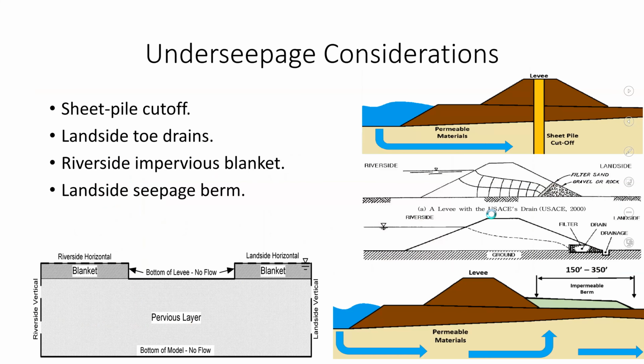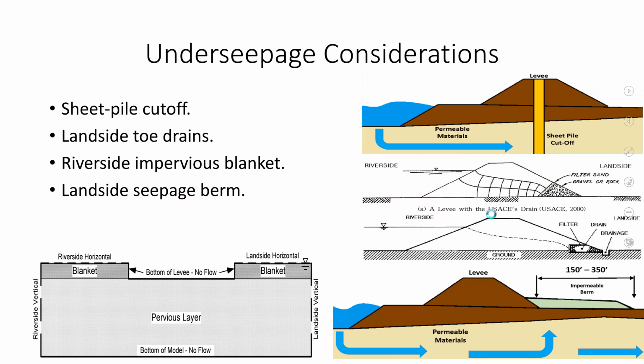And right here, we have some seepage considerations. For the first type, it's the sheet pile cutoff. It is commonly used in levees. As we can see in the first picture right here, it is a pile installed in the levee to cut off the seepage from the river or the water side.